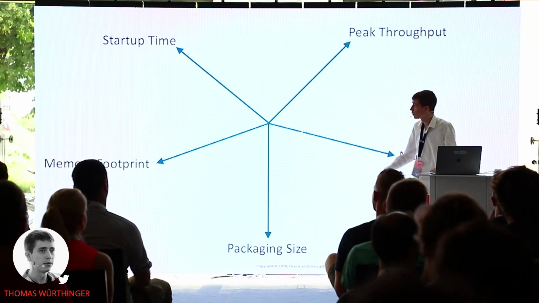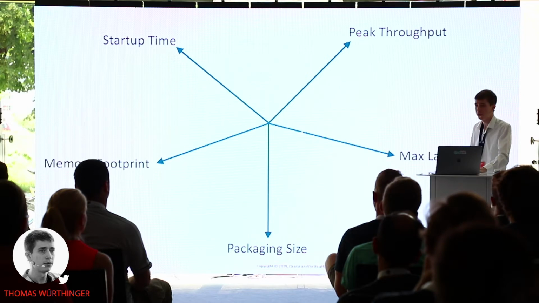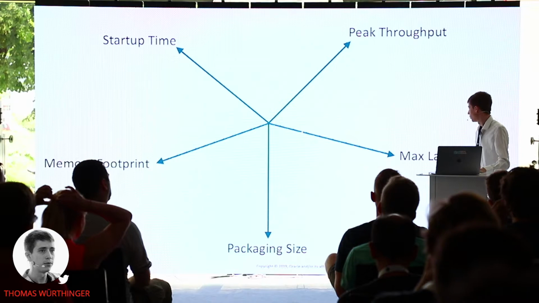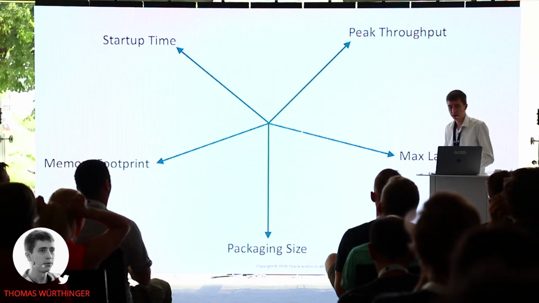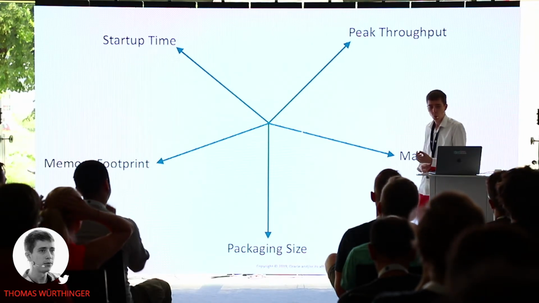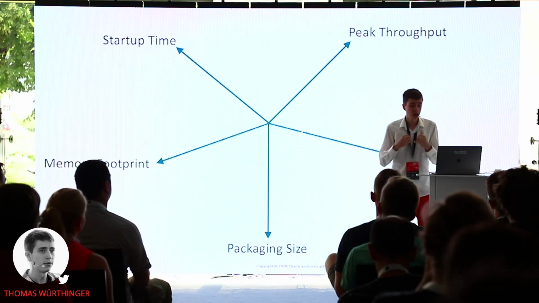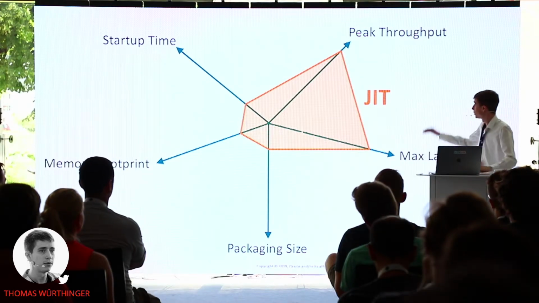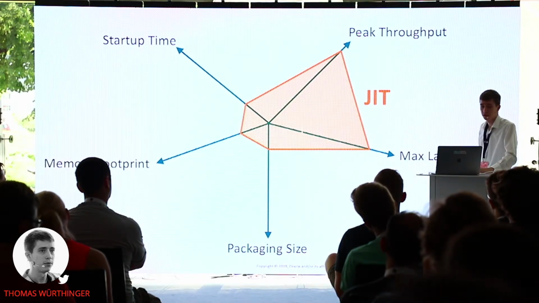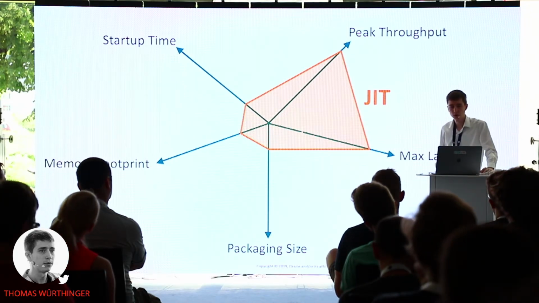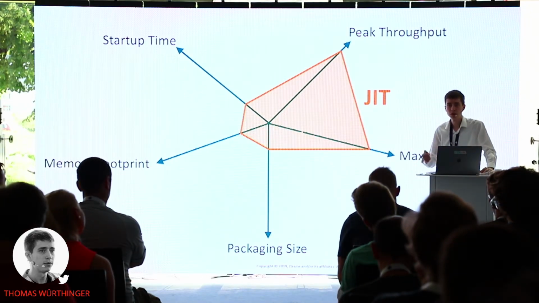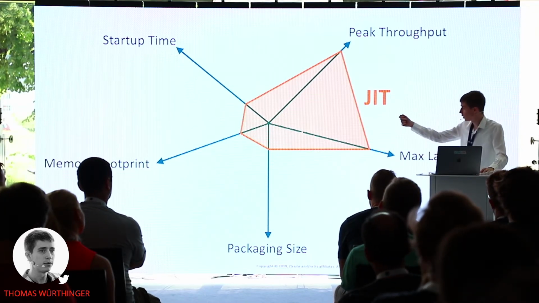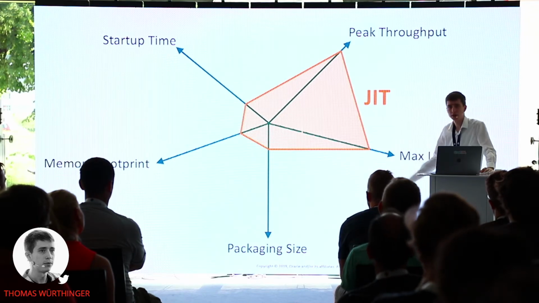To summarize, this was the graphic I showed you at the beginning on the type of metrics you can be interested in: startup time, peak throughput, memory footprint, max latency, and packaging size. When on this diagram we plot the JIT mode of GraalVM, then we get approximately this. The peak throughput is very good, max latency is very good because you have all the garbage collection options from the Java virtual machine available, including concurrent garbage collectors, etc. What is not so good is the startup time, the memory footprint, and the packaging size.